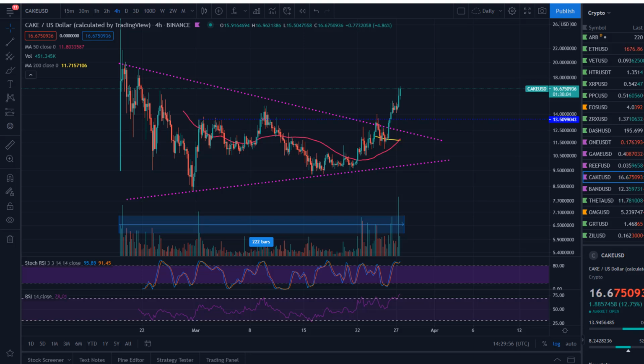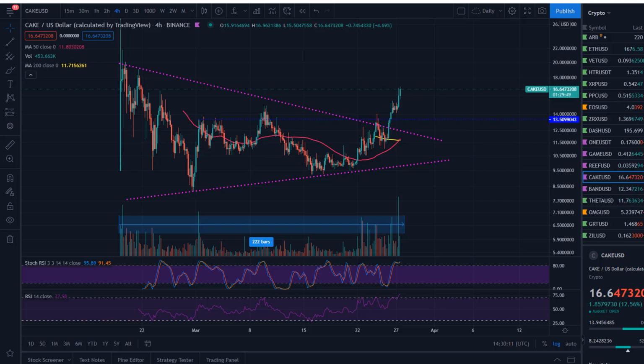All right. It's Jared here from Crypto Plan, and we are going to talk about Cake on the USD, calculated by TradingView, the Binance chart. We've been waiting for a breakout. We may have the breakout.